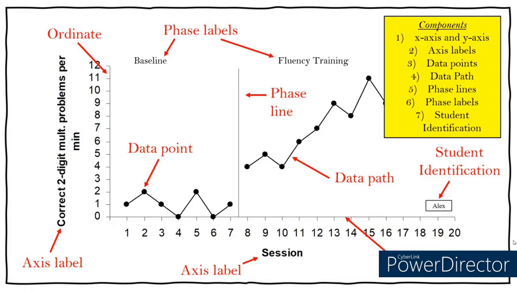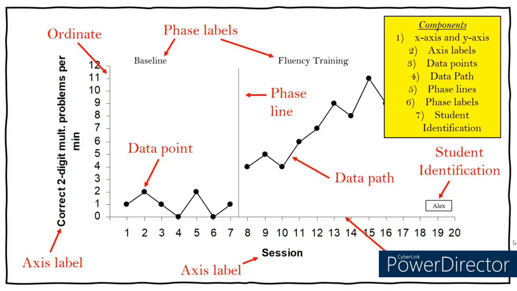Then you need to have phase labels. So your phase labels are up here, so somebody looking at the graph can tell which is your baseline phase and which is your intervention phase. And then last, you need to make sure that you identify which student this data is for. Typically, we do that right over here on the right side. You put their name in the box and it goes right above the x-axis. So these are all the major components of your graph, specifically the line graph.